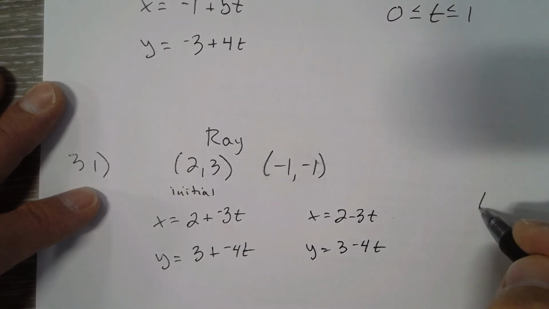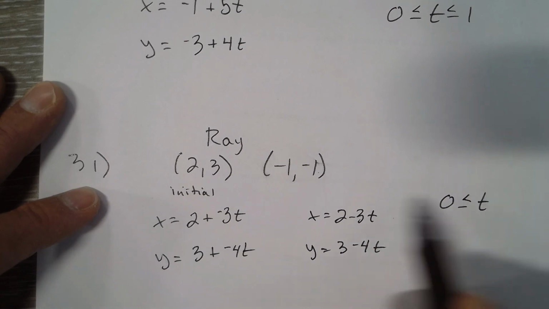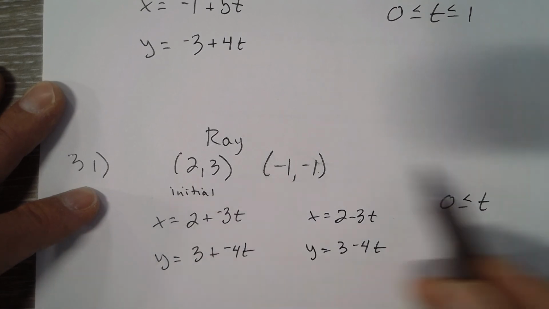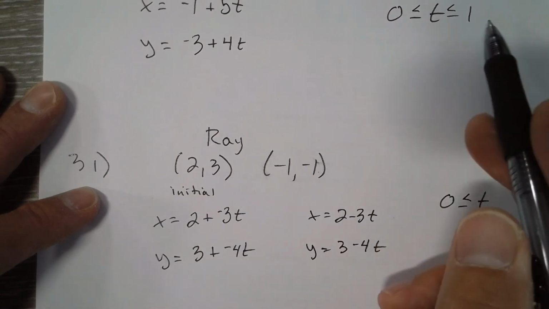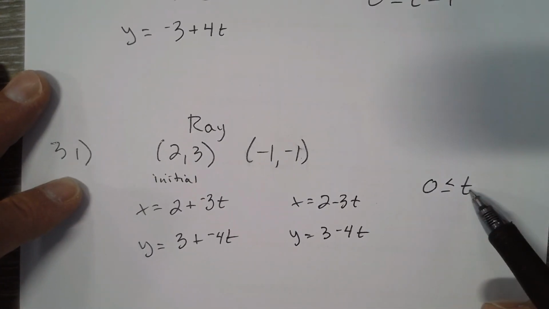Okay, so then my t, I'm still going to start at 0, but then since it's a ray, it's going to continue through that point. It's not going to stop like we did up here. It's going to go forever, so greater than, you could say, to infinity.